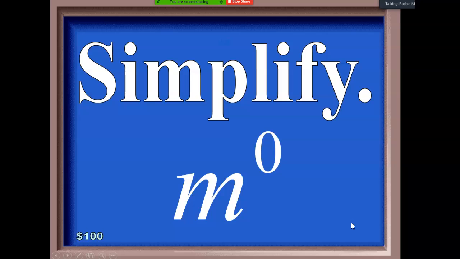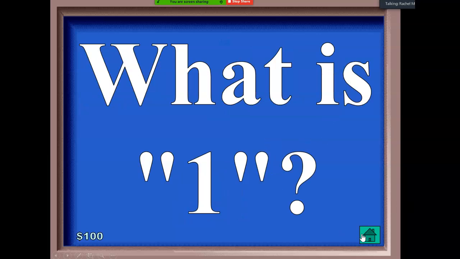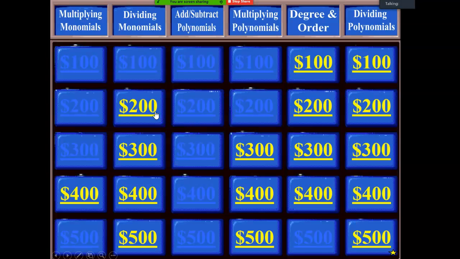What is m to the 0? That is correct. Tess, I need to bump you up a little. I can see you over there. Anything to the 0 power is 1. Okay, category and points, Aaron.